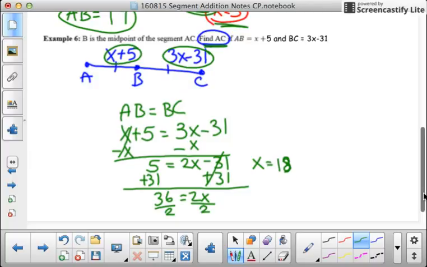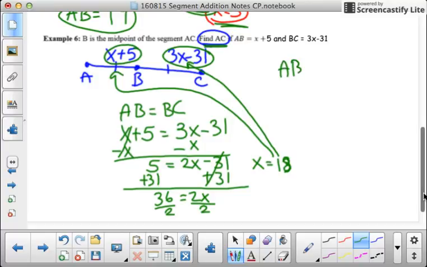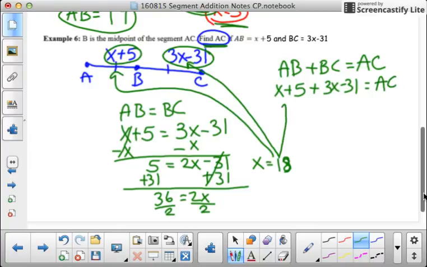So I'm going to go and say, well, I know this part is 3X minus 31, and then this part, A to B, is going to be 18 plus 5. So I know that if I said A to B plus B to C, this will equal the whole line A to C, because part plus a part equals a whole. Well, I know that this is X plus 5, and then this is going to be 3X minus 31, and this will equal A to C. So I'm going to take my X and plug it in. This becomes 18 plus 5 plus 3 times 18 minus 31 equals AC.